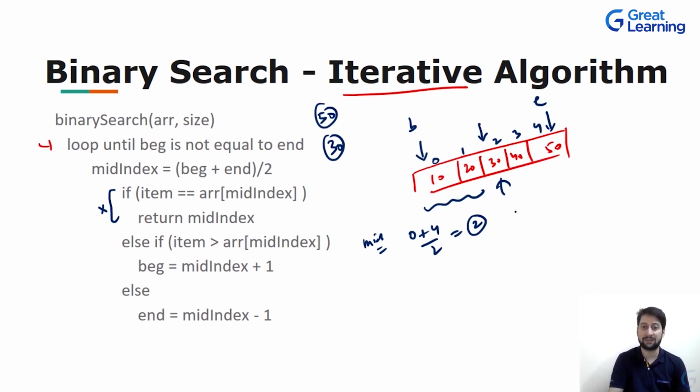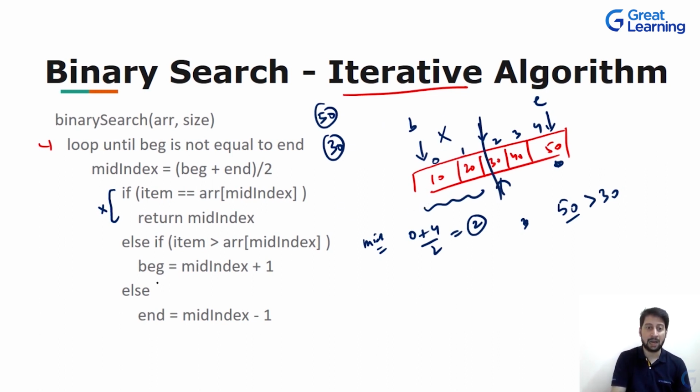If it is greater than 50, right? If the item that is 50 is greater than 30, right? Which is in this case, our 50, that is the element that we are looking for, is greater than 30. So there is no point that it will be on this side. So we will skip or we will neglect this half portion of the array.